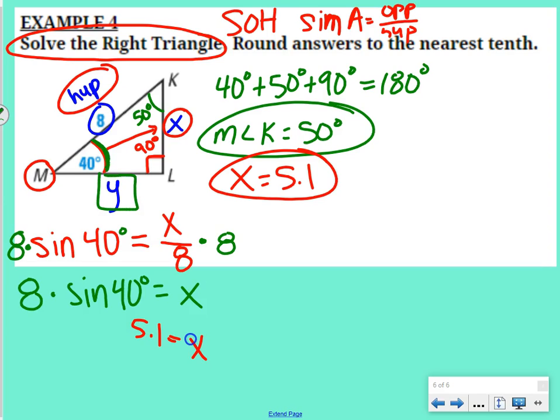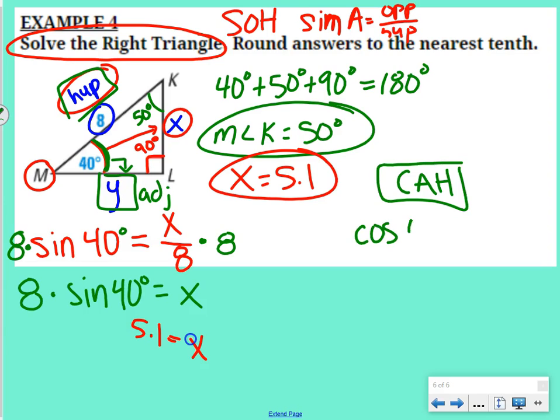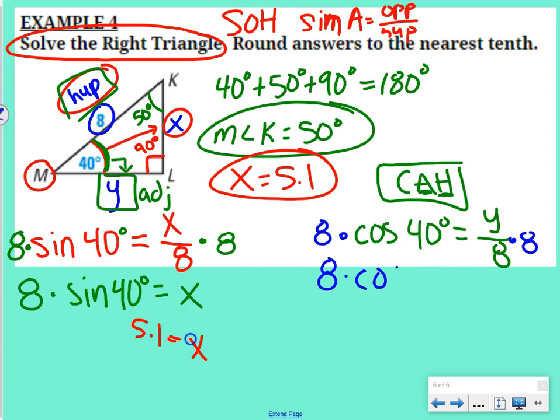So if we're still looking at the measure of angle 40, our adjacent side would be y, and we have our hypotenuse of 8. So if we think about the cosine piece, CAH, we know that the cosine of an angle, which is 40 degrees, equals our adjacent side, y, over our hypotenuse, which is 8. To get y by itself, multiply both sides by 8. 8 times the cosine of 40 degrees equals y.